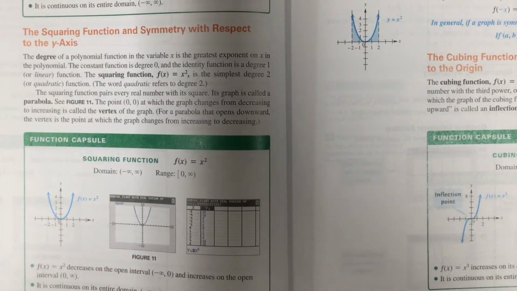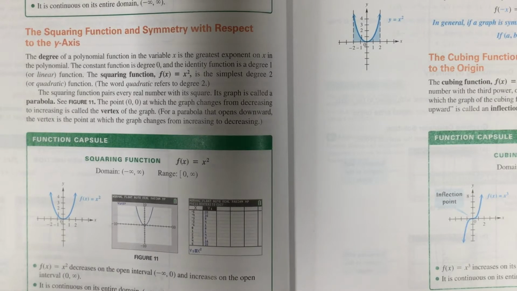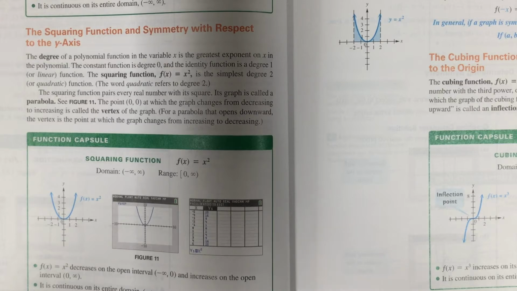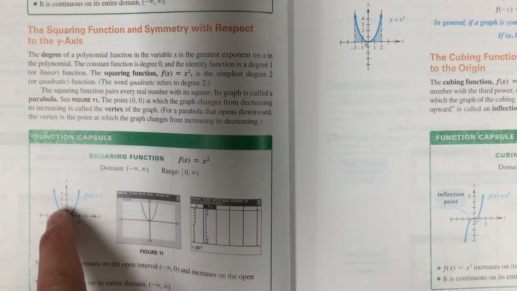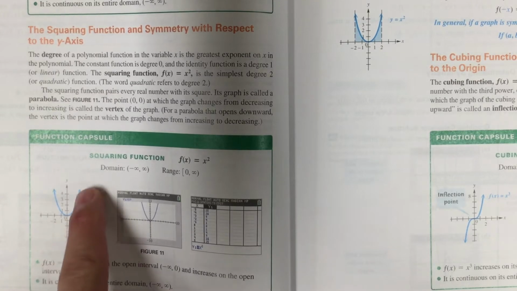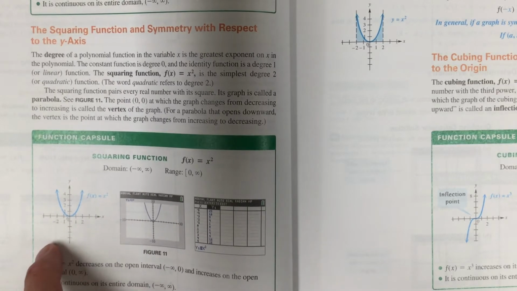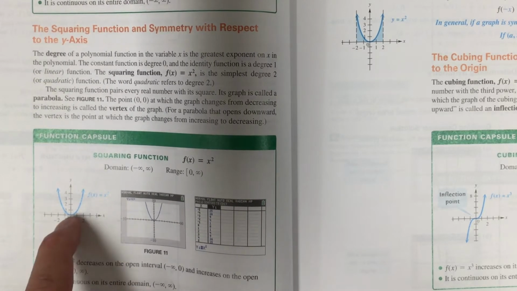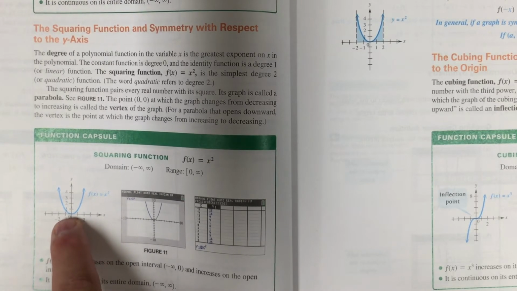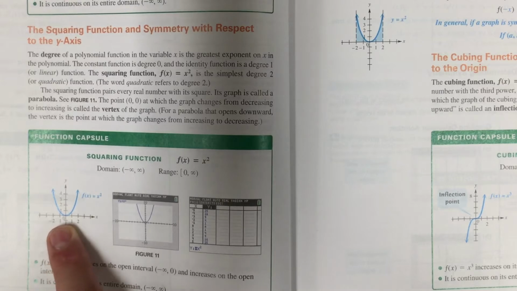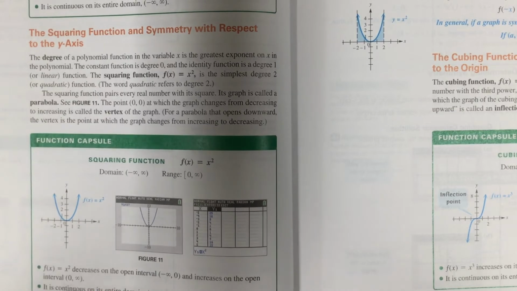Then you've got your squaring function. That makes what we call a parabola. And wherever this function changes from decreasing to increasing, or if they happen to flip this upside down, wherever it changes from increasing going upward here to decreasing down the other way, that point right there is called the vertex. That's a vocabulary word you may want to write in somewhere. You need to know that that's called a vertex.